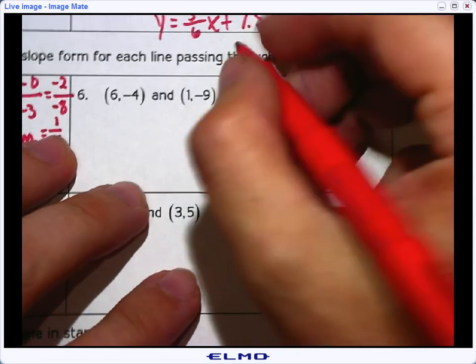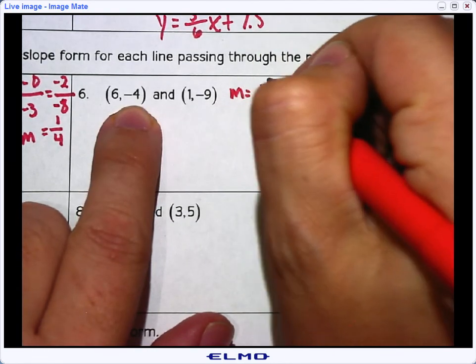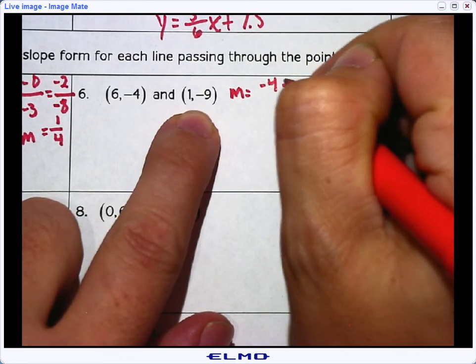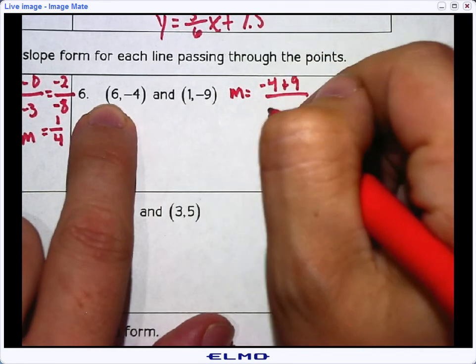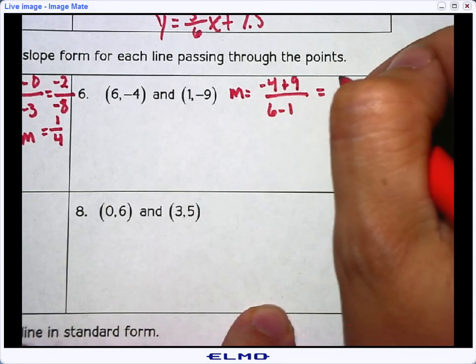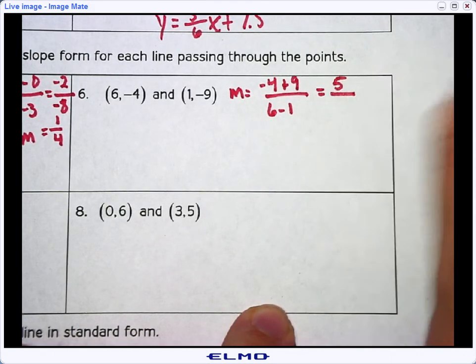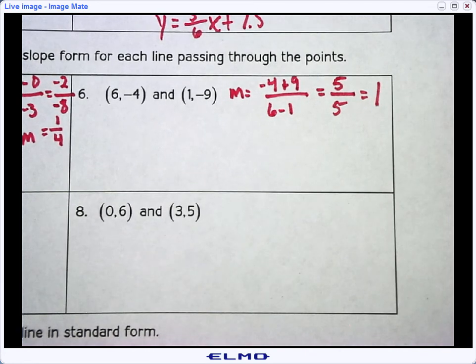All right, number 6. Same thing, I need to figure out the slope first. So I'm going to go negative 4 minus negative 9, which becomes negative 4 plus 9. Then 6 minus 1. Negative 4 plus 9 turns into positive 5. 6 minus 1, positive 5. 5 over 5 is just 1. So my slope is 1.